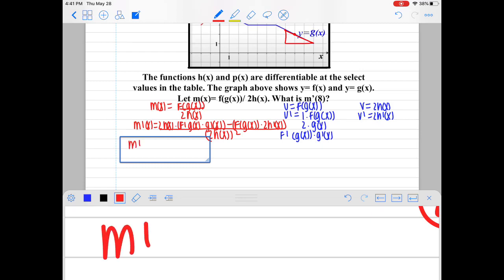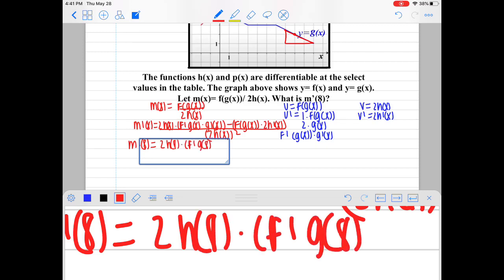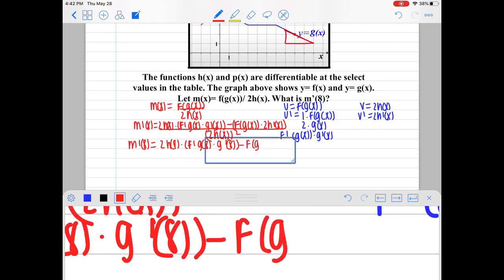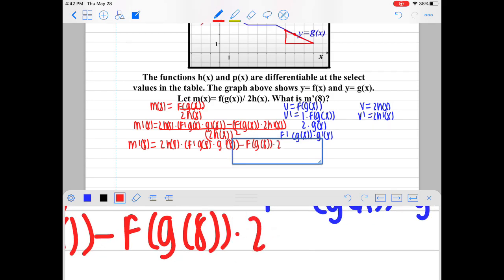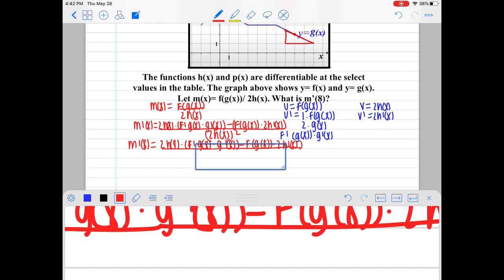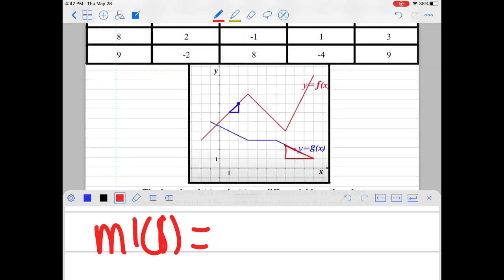And the problem is asking to find m prime of 8, so now we're just going to plug in 8 for all of the x values. And over here we're just writing out g prime of 8 minus f of g of 8 times 2h prime of 8 all over 2h of 8 squared. And now we are going to look at both the table and the graph for values.